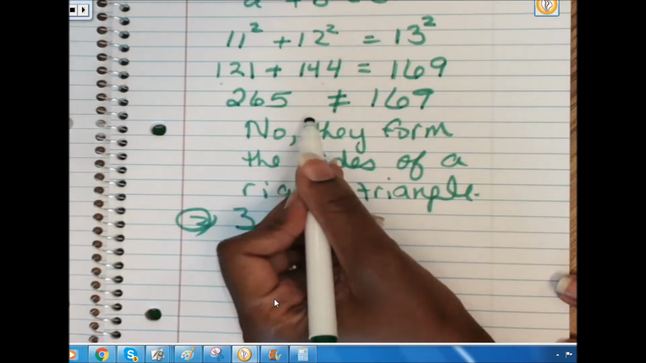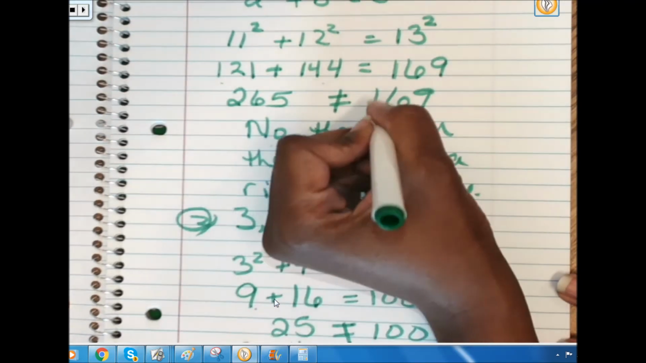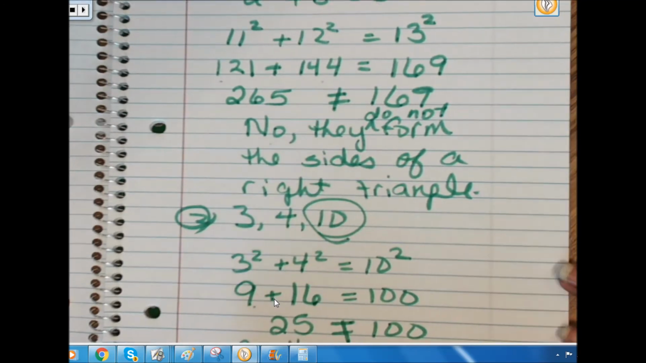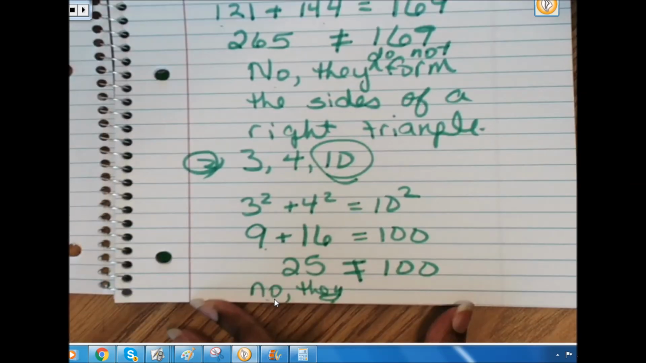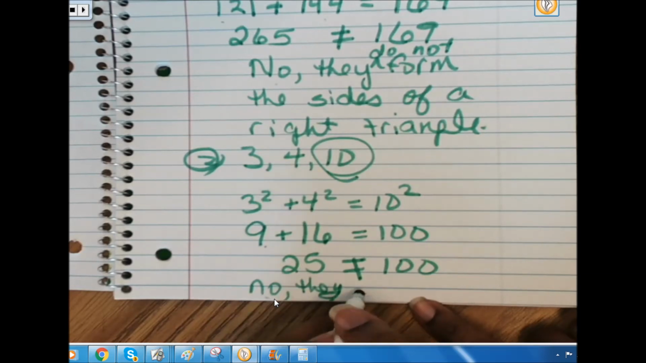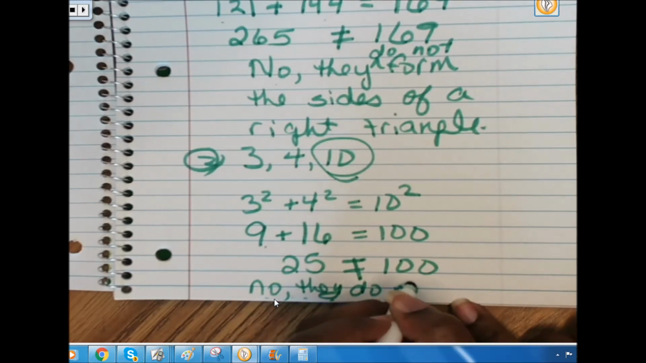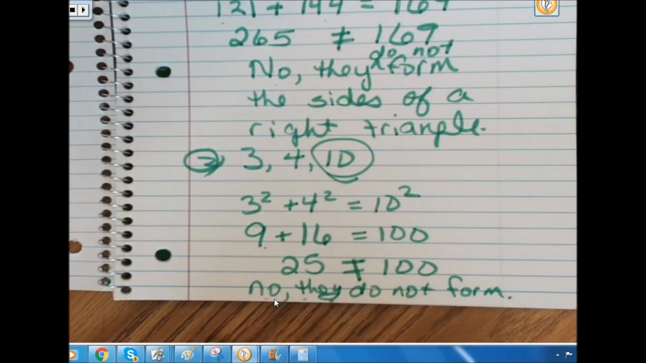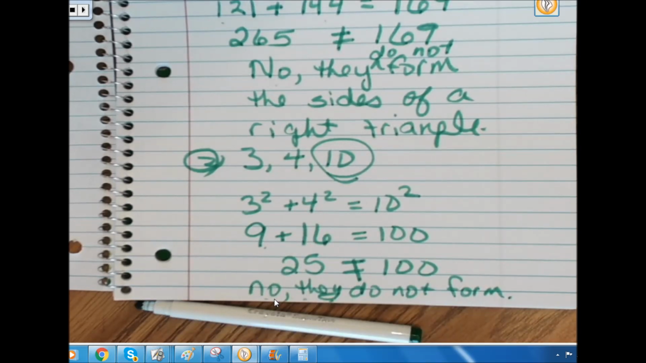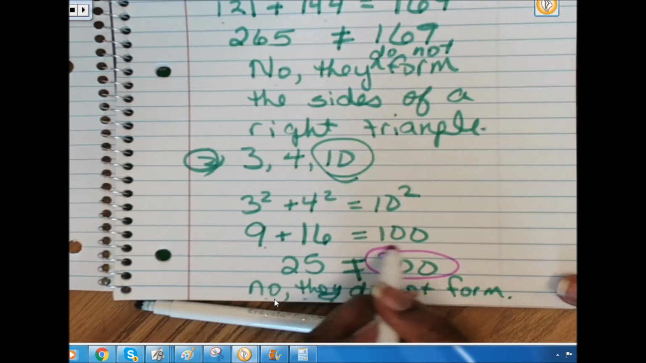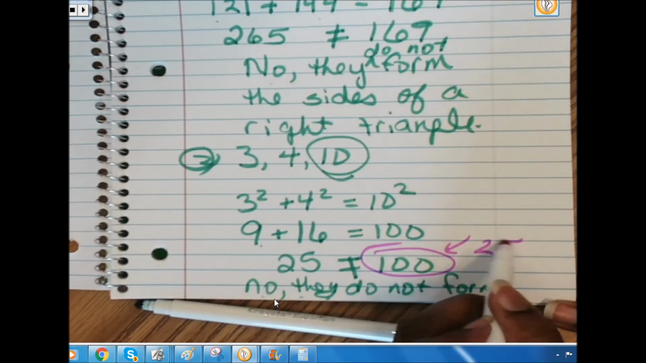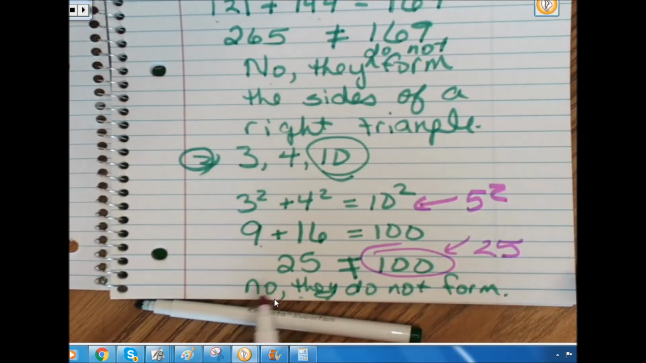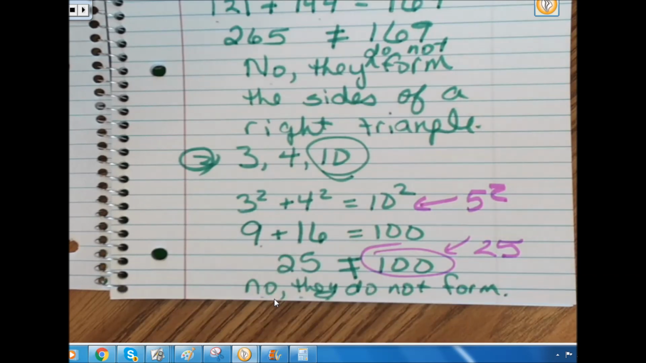And I left off "do not" right here. No, they do not. And over here, no, they do not form the sides of a right triangle. And the same is true for number 2. They do not form a right triangle. They would form a right triangle if this 10 had been 25. So if this number had been 25, which means that if this number had been 5 squared, then we would be able to say yes, they form a right triangle.